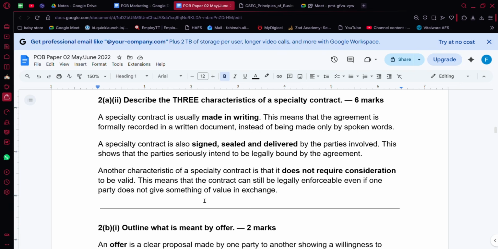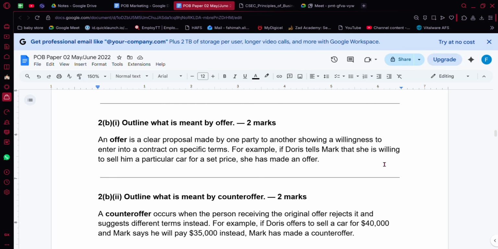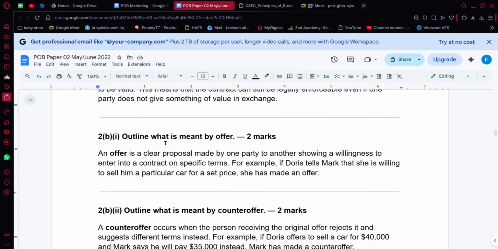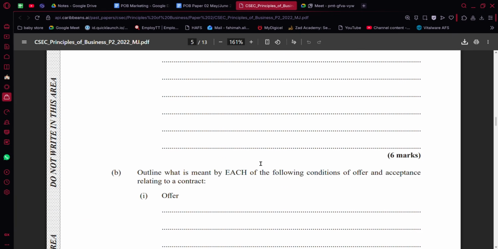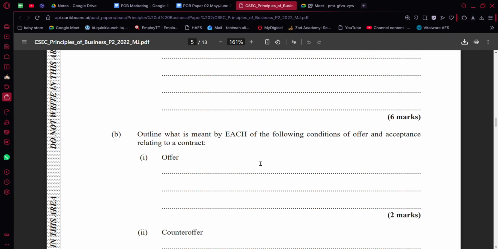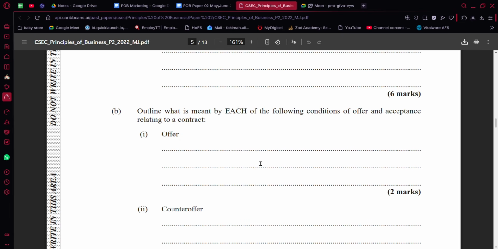Notice with this particular answer, as it is 6 marks, or 2 marks per each answer, first we give our point and then we explain what this point means in relation to the contract or to the parties involved. So that's where you get your 2 marks. Our next question in the paper is outline what is meant by each of the following conditions of offer and acceptance relating to our contract.